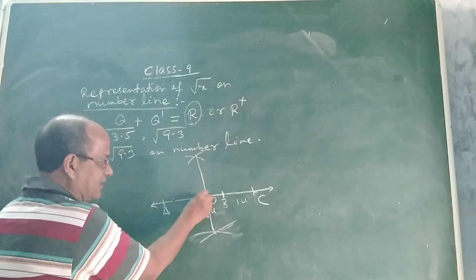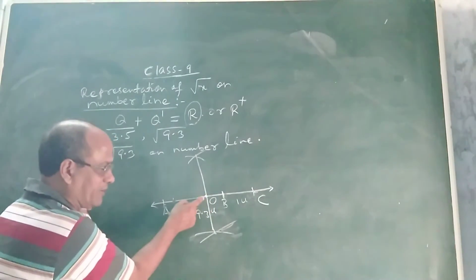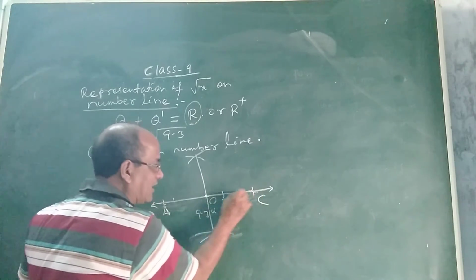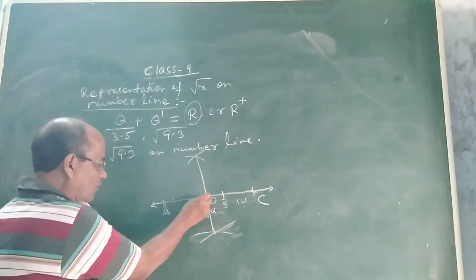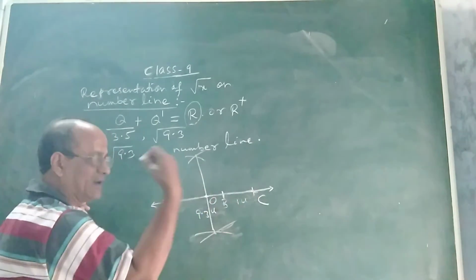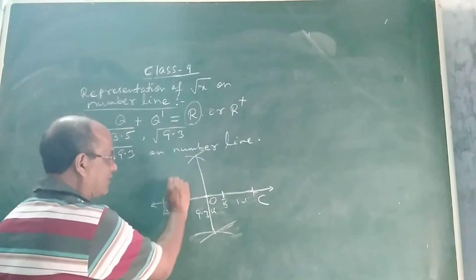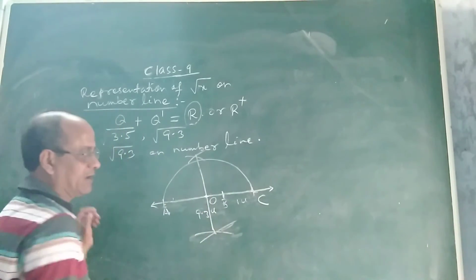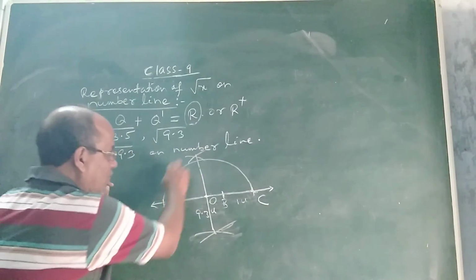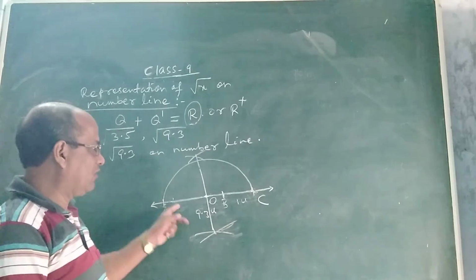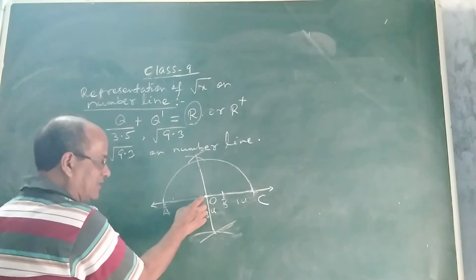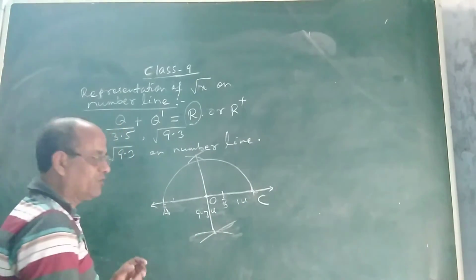The next step is taking O as the center and OA or OC as the radius. You draw a semicircle. See, I am drawing a semicircle, taking O as center and OA as radius. After drawing the semicircle, you see OA and OC are equal. This is the center, so this is the required semicircle. What is the next step?